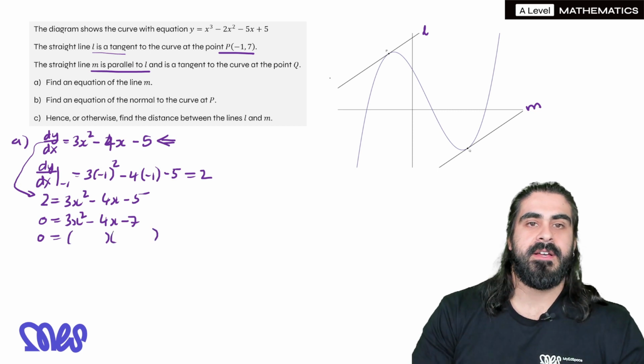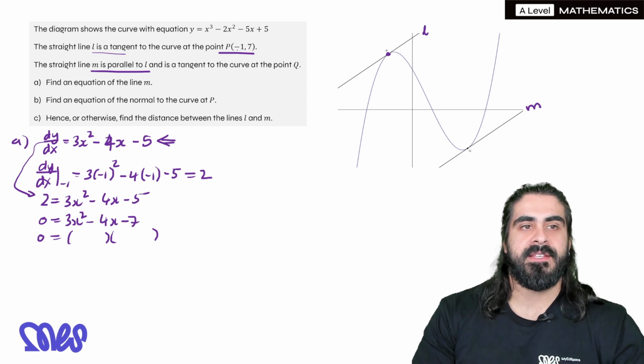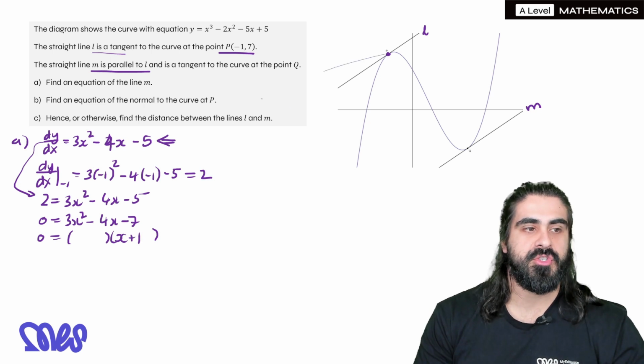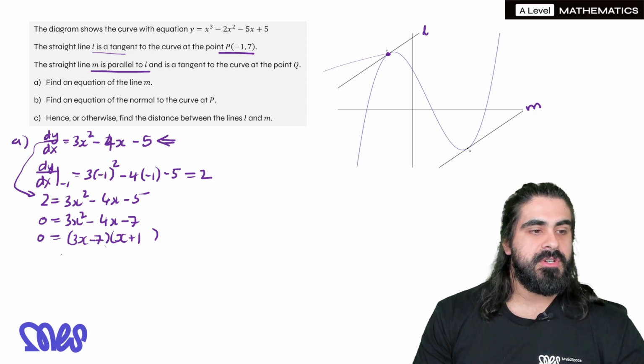Now we already know how this factorizes. The reason for that is we already know the coordinate of P. The coordinate of P is x is minus 1, which must mean that the bracket must be x plus 1. P must be a solution to the gradient being 2, right? So what must the other bracket be? It has to be 3x. Then 1 times something is minus 7. That'll be minus 7. So the x coordinate of Q is 7 over 3.